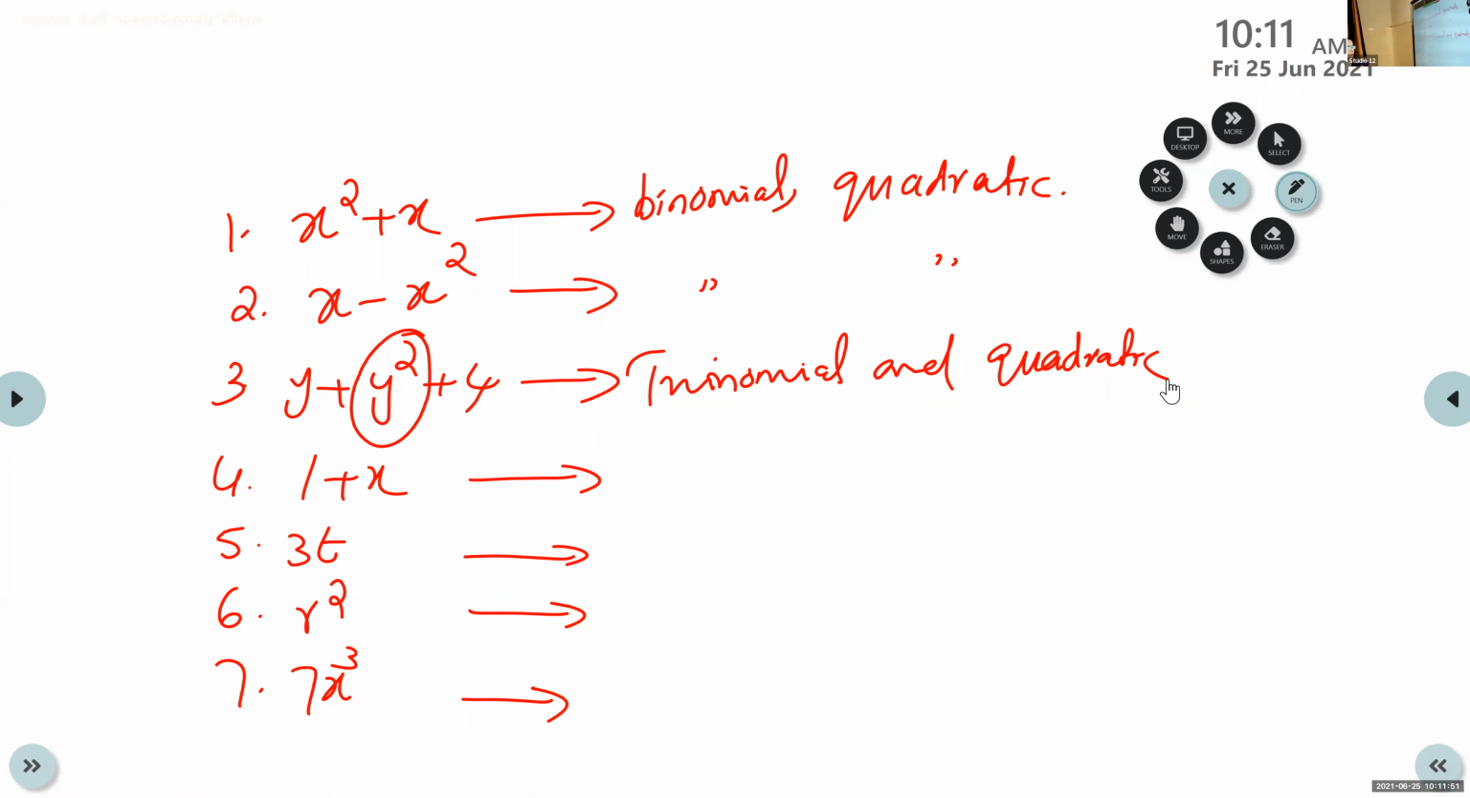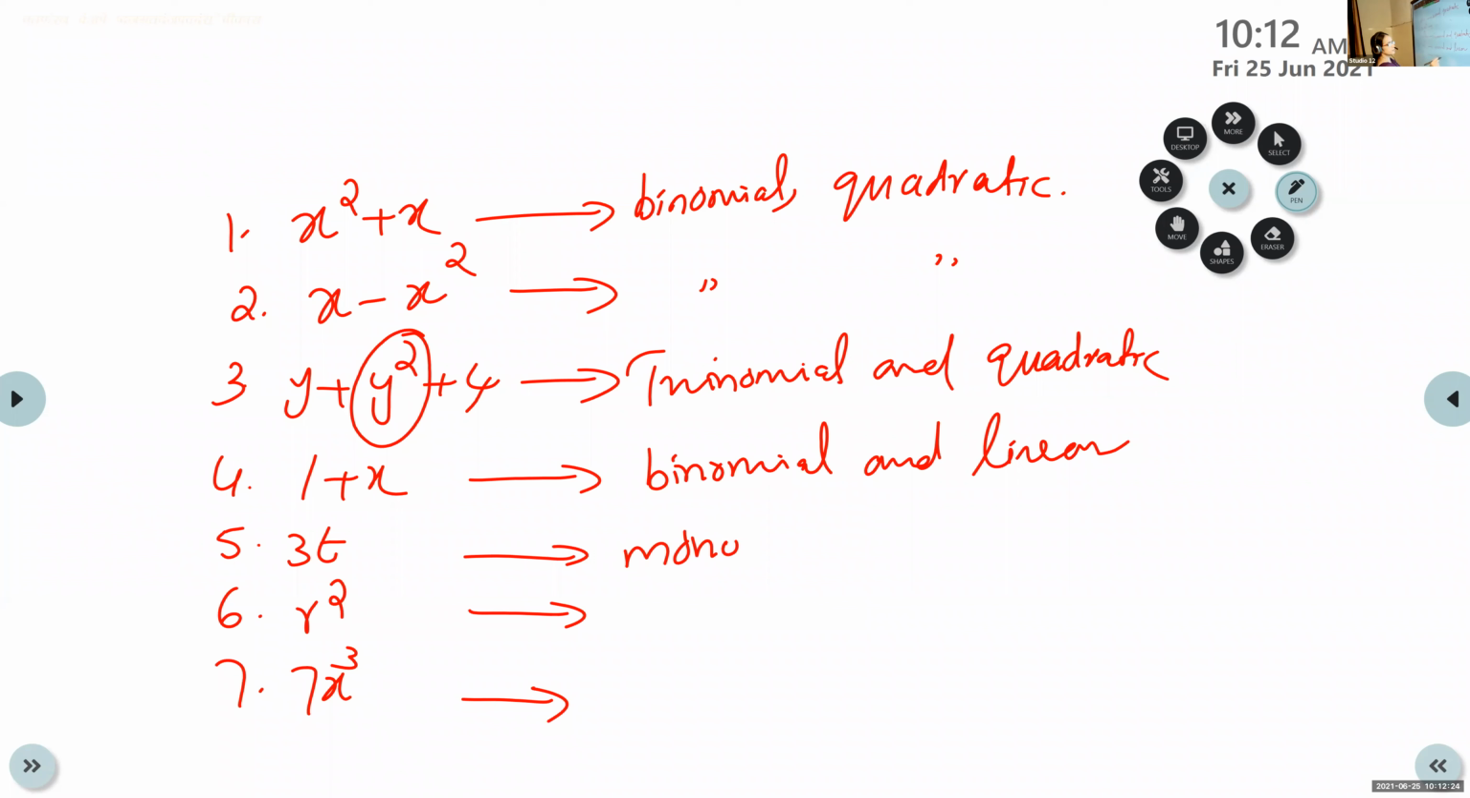Binomial. And linear. Yes, good. It's binomial and linear. Yes. Lida. Which one? Any doubt? No. Okay. 3t. Next. Tom. Monomial and linear. Monomial and linear.